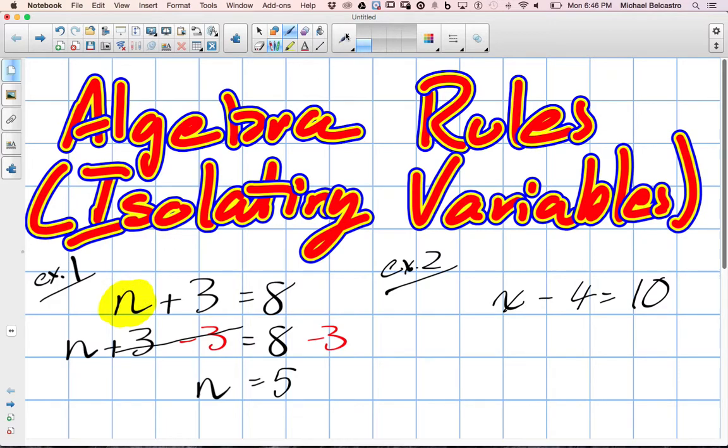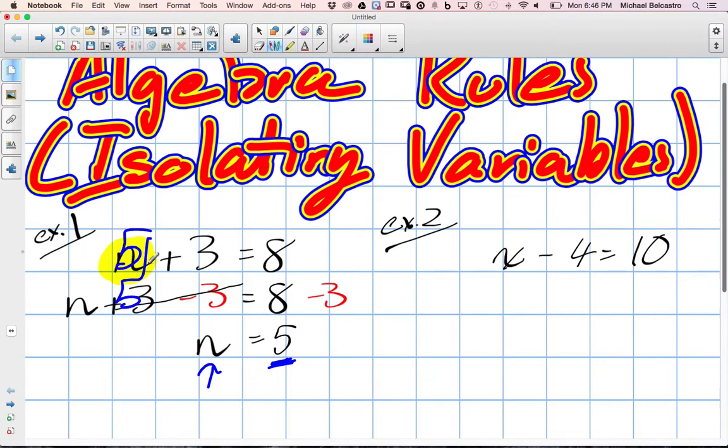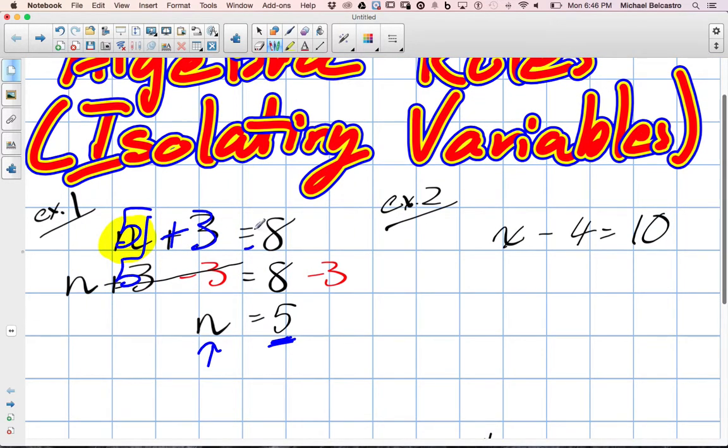So if I replaced n with 5, is 5 plus 3 8? Let's say I took this number 5. What this says is n is equal to 5. So what that means is, if I go 5 plus 3, does that equal 8? Yes. All right, so it checks out.